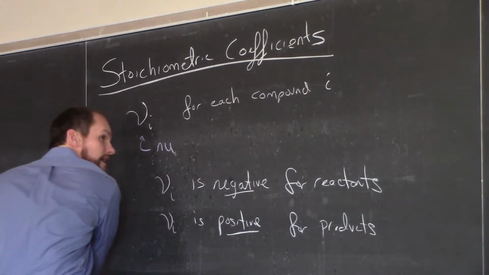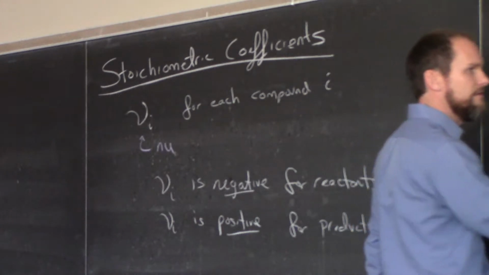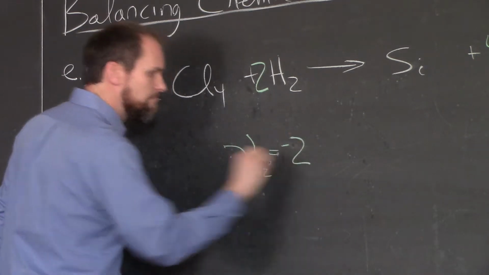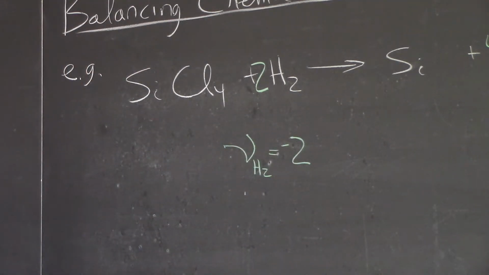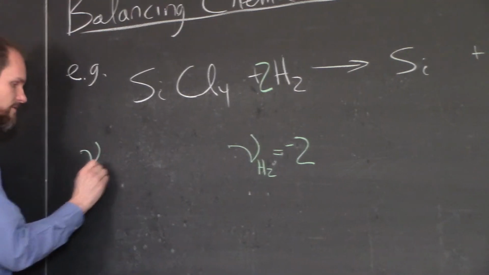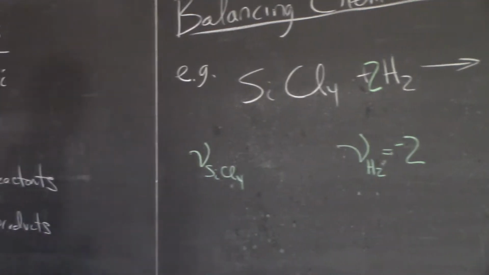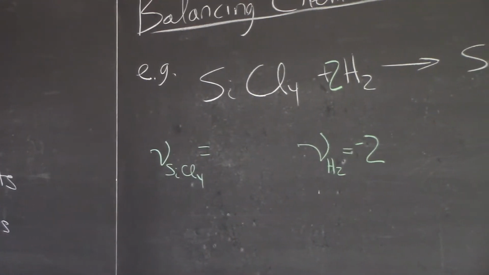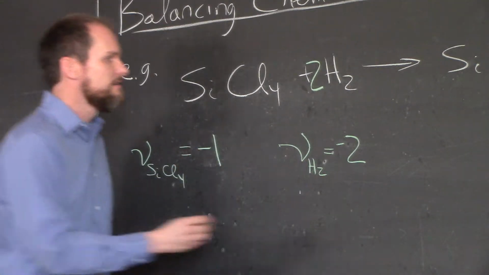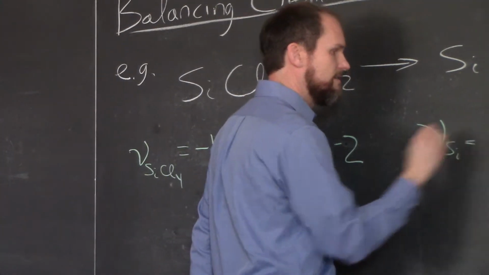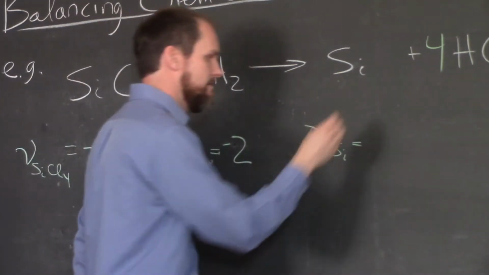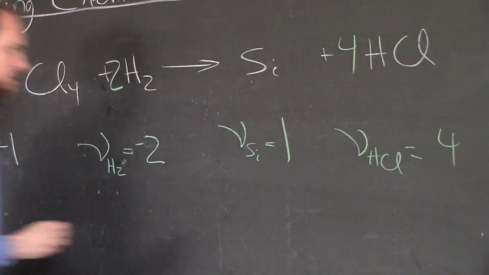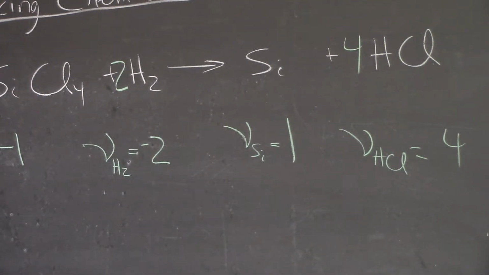So in this particular case, nu of H2 is going to be -2 because it's a reactant. There's 2 of them. I'm also going to have nu for SiCl4, silicon tetrachloride, and what's that one going to be? That's a -1. Nu for silicon is going to be 1. Nu for HCl, it's 4.